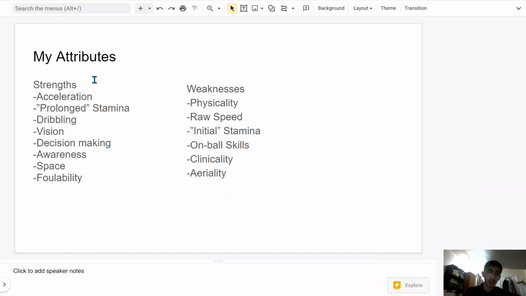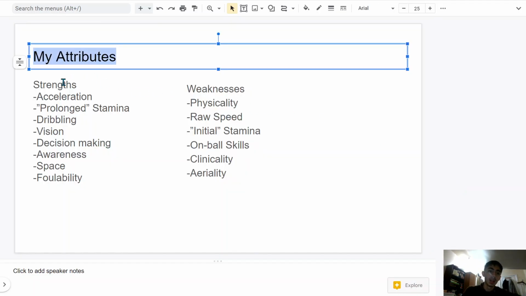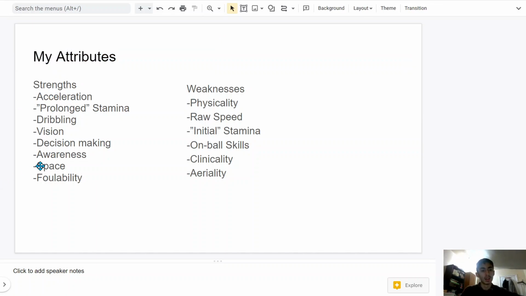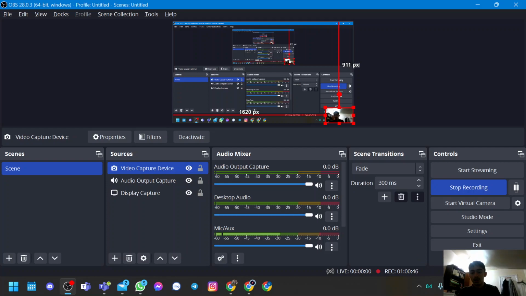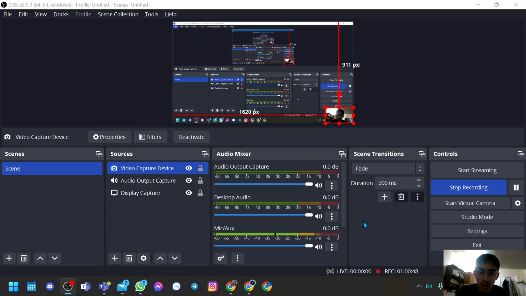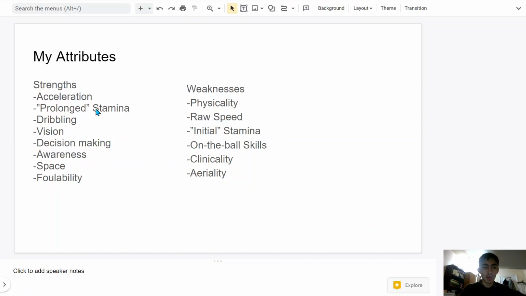So here are my attributes in terms of football itself and how these link to my actual playing style. My strengths are these: acceleration, prolonged stamina. I'll tell you what I mean by these made up terms later. Dribbling, vision, decision making, awareness, space, and fallibility. My weaknesses are physicality, raw speed, initial stamina, on the ball skills, clinicality, and aeriality. This video is just past 1 hour, so I'm hoping that you enjoy.